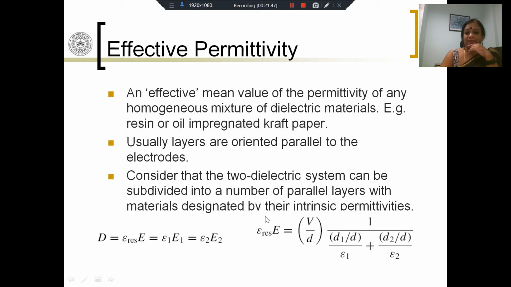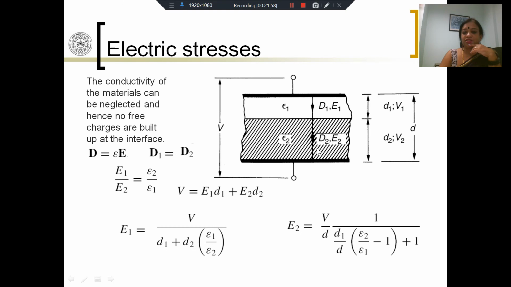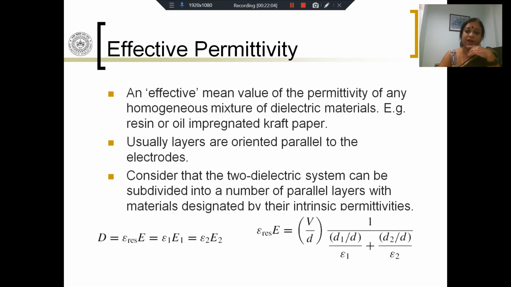So let's say, as an extension of our previous discussion, I have a two dielectric system and I'm subdividing this into a number of parallel layers. Here we had just two layers. Instead of that, I have several parallel layers: epsilon 1, epsilon 2, epsilon 3, and so on.